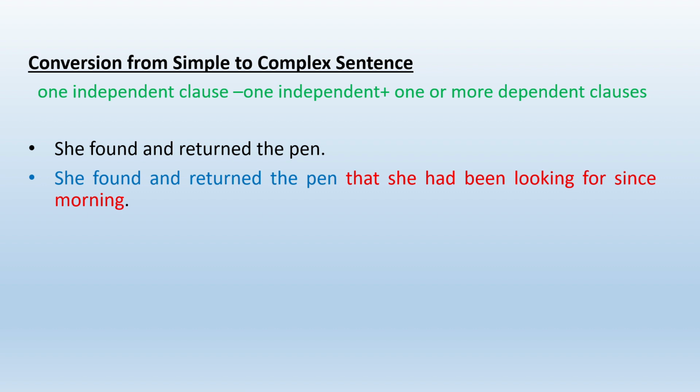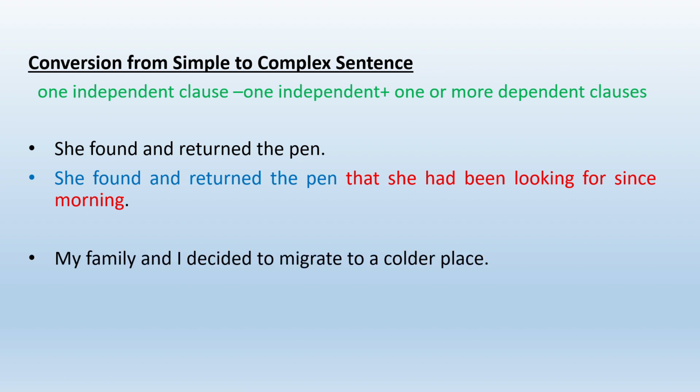It will be she found and returned the pen that she had been looking for since morning. We have added a dependent clause, that she had been looking for since morning. It is beginning with the subordinating conjunction that. So now a simple sentence has been turned into a complex sentence.